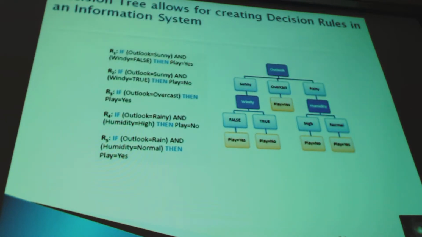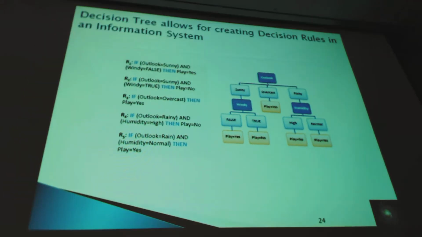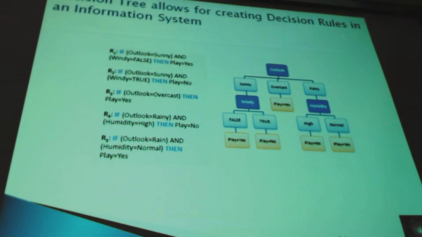We use a similar process for rain. So the decision tree here also helps to create decision rules in an information system. For example, from this decision tree, you can write some rules like if outlook equals sunny and windy equals false, then we should have a soccer event.